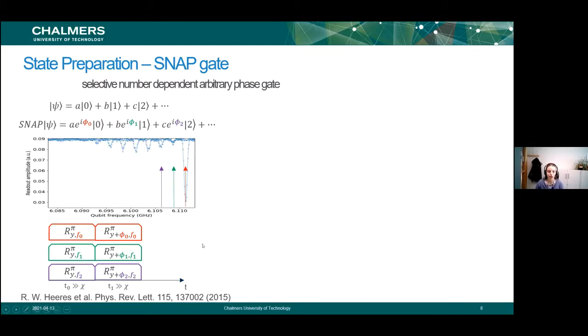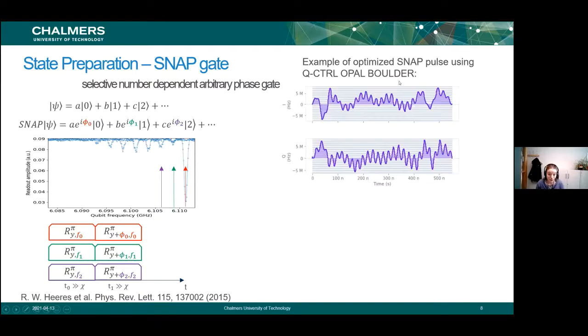And because our qubit doesn't live forever, this will induce quite some amount of error. So instead, you can choose your optimizer of choice. For me, this was this company owned optimizer called Boulder Opal. And then you just send a wiggly pulse to the qubit. And now instead of, let's say, this taking some 4 microseconds, now it's taking about 500 nanoseconds.